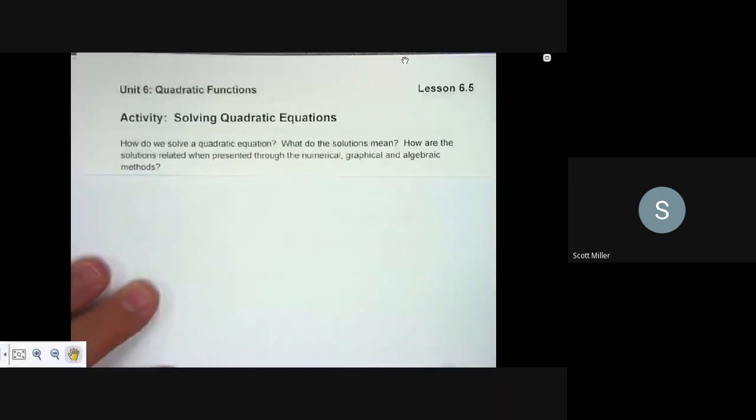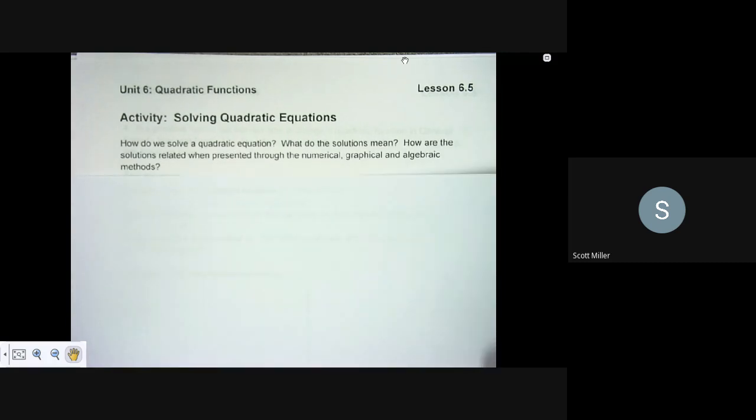Okay, so this is going to be lesson 6.5. And we're going to go through a little activity here. And so how do we solve a quadratic equation? That's where we're starting out here. What does the solution mean? How are the solutions represented when they are presented through the numerical, graphical, and algebraic methods?